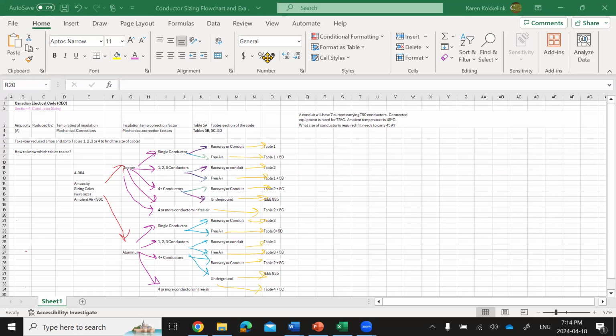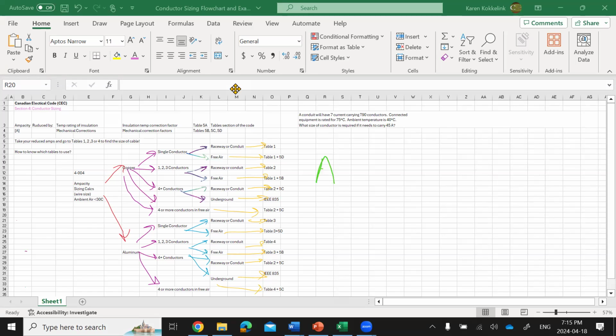A little flowchart of Canadian Electrical Code Section 4, conductor sizing. And as I was saying when I made this flowchart, it's all about this. This is what we're doing here in Section 4. It's not too terribly difficult, but it has a whole lot of words.